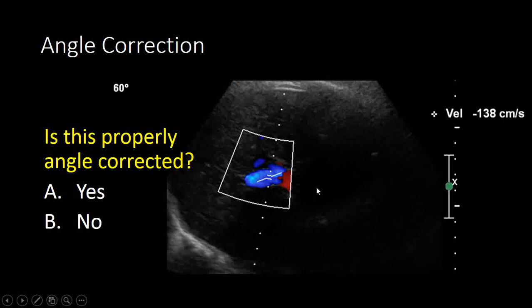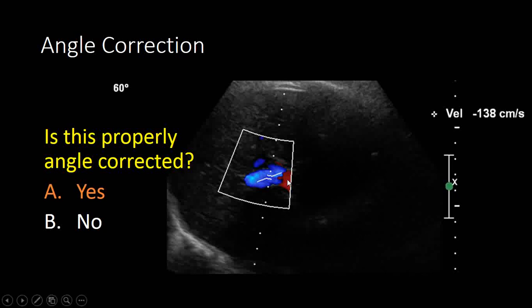I will tell you that this is the same patient in the same part of the tip stent, and the ultrasonographer has returned to the patient and is now re-evaluating the tip stent with a different angle of inclination. Is this angle properly corrected? Yes, this angle looks nicely corrected, right?